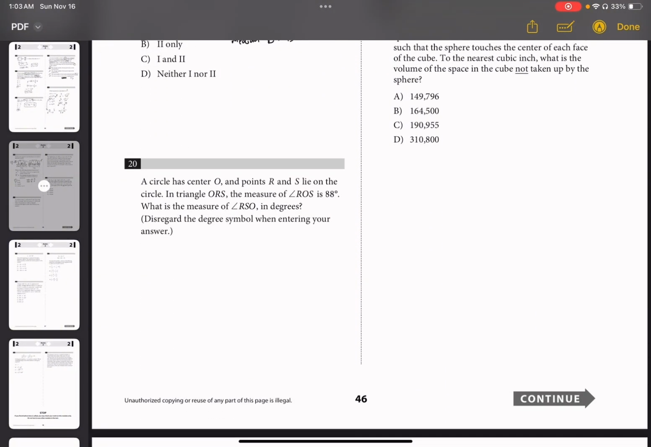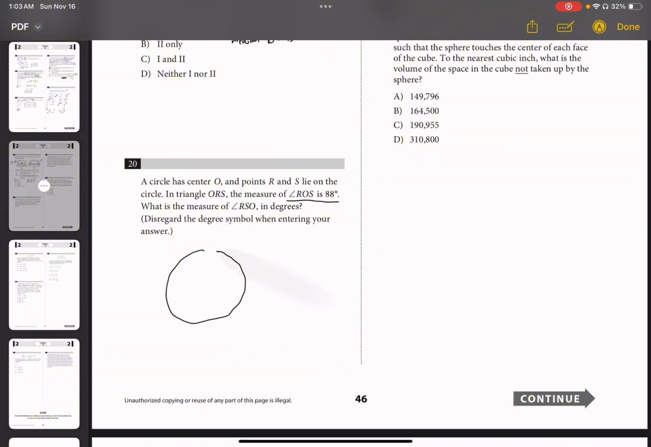Question 20. A circle has center O and points R and S lie on the circle. In triangle ORS, the measure of angle ROS is 88 degrees. What is the measure of angle RSO in degrees?